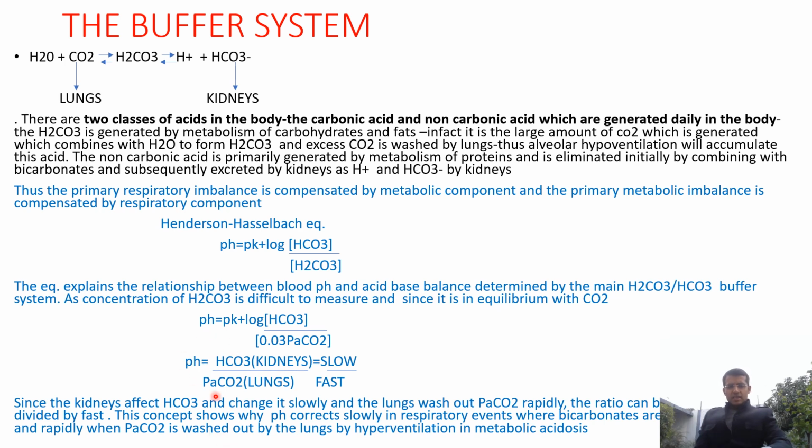Basically, what we try to understand is pH is kidneys upon lungs. The process followed by kidneys is a slow process, whereas PaCO2 washout by lungs, the respiratory system, is a fast process. Since the kidneys affect bicarbonate and change it slowly, and the lungs wash out carbon dioxide rapidly, the ratio can be understood as slow divided by fast. This concept shows why pH corrects slowly in respiratory events, whereas bicarbonates are corrected.